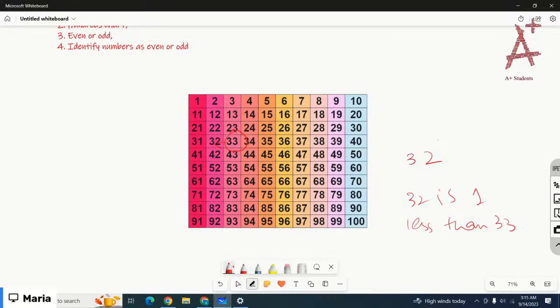Okay, the other example we're going to do is select the number that is 1 more than 22. So which number is 1 more than 22?